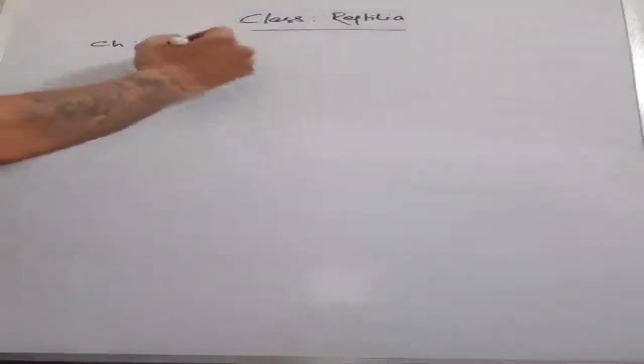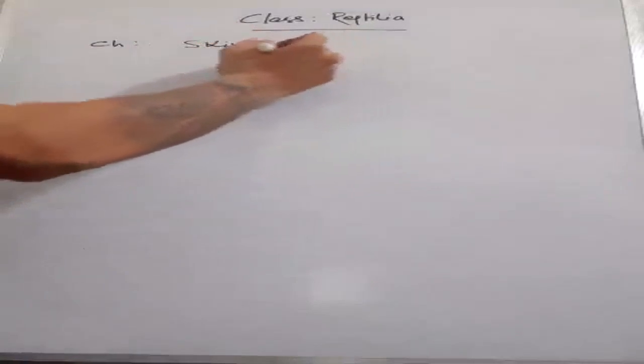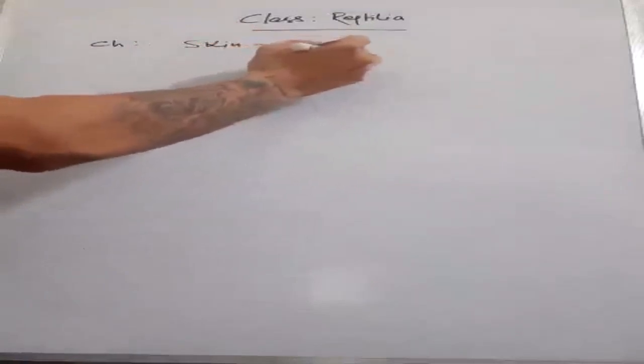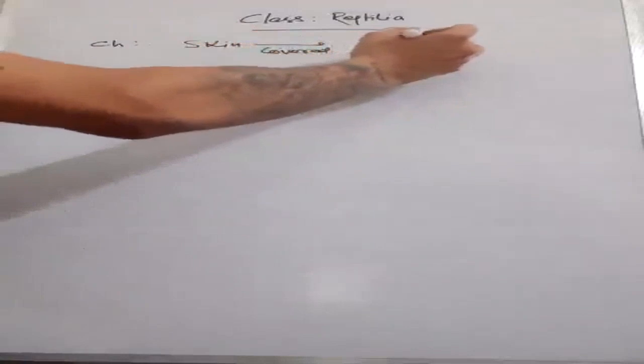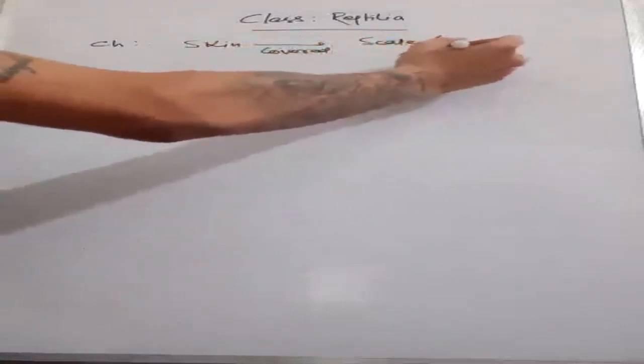We'll start with the class Reptilia. In class Reptilia, the defining characters are quite a lot, but the major defining characters of the class Reptilia are what we are only going to study. Now, their skin is covered with scales, and sometimes it is also known as scutes.